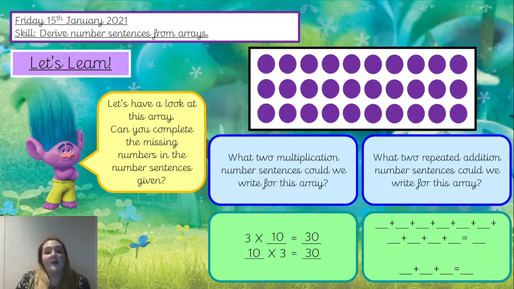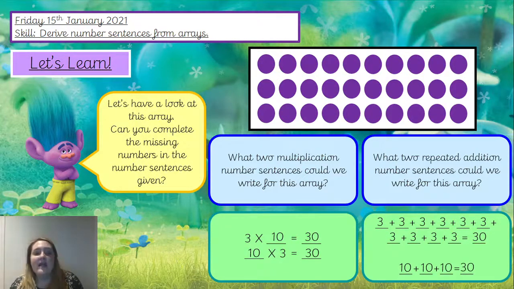And then over here, so a really long number sentence, we've got 3, add 3, add 3, add 3, add 3, add 3, add 3, add 3, add 3, add 3 equals 30. And then we've got a nice shorter number sentence. We've got 10, add 10, add 10 equals 30. So we can see then we have got 10 groups of 3 and 3 groups of 10, and both of those make 30.